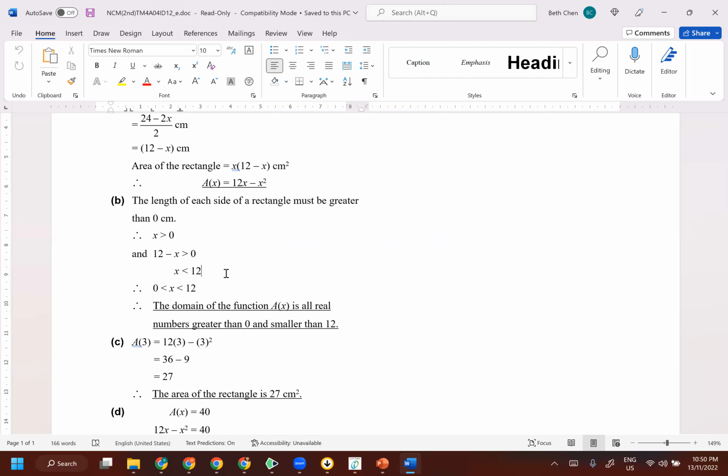Sometimes it's very obvious, like the number of cars. Sometimes it's not so obvious, like this one. You have one side that's obvious, but this one is not so obvious, but it's not so difficult to find. You can be observant and then figure it out. Because of the actual meaning of 12 minus x, it has to be positive. Therefore, x has to be smaller than 12 as well, at the same time bigger than 0. Therefore, the domain of the function is all real numbers greater than 0 and smaller than 12.